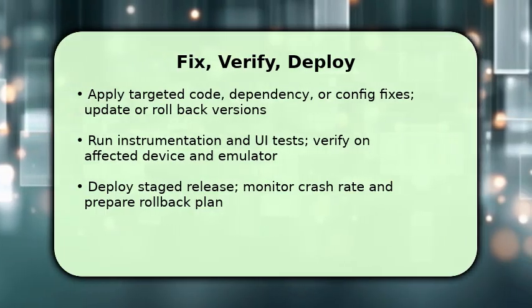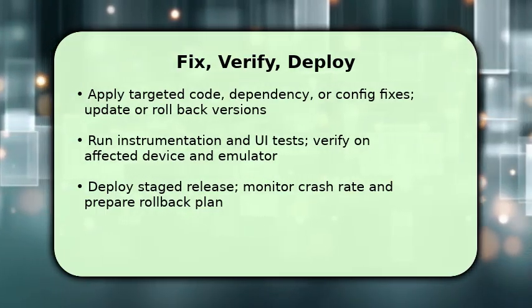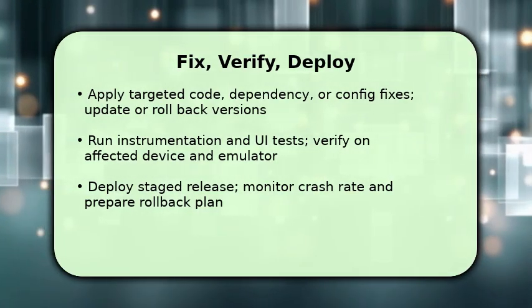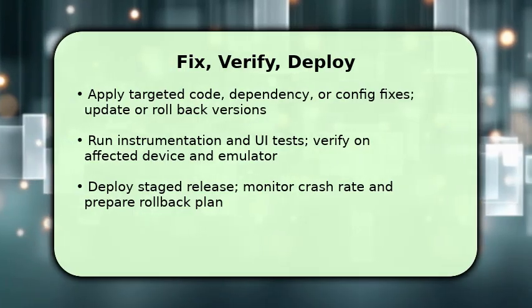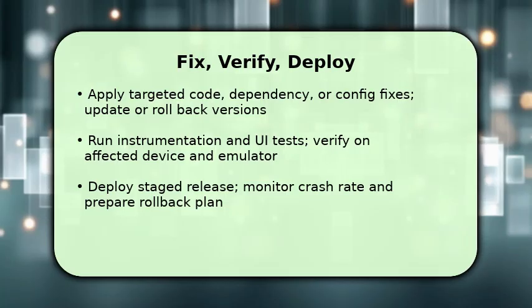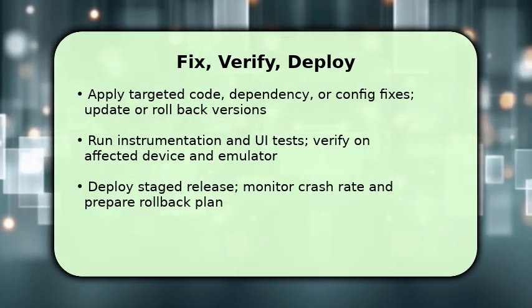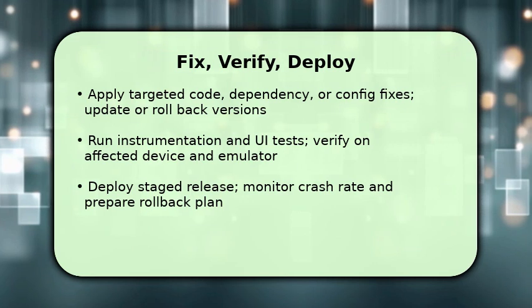Finally, deploy a staged release and monitor crash analytics closely. If crashes persist, reproduce with added logging. If problems continue, one key tip: create a minimal repro APK to isolate the failure and speed debugging.